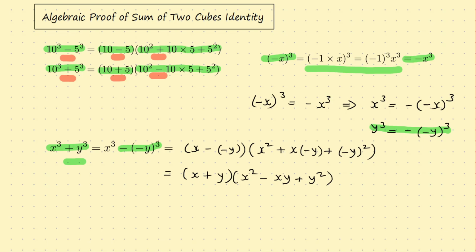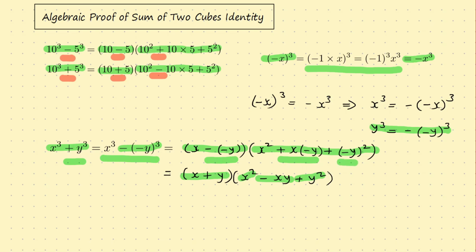We now use the difference of two cubes identity to factorize this expression as (x - (-y)) times (x² + x(-y) + (-y)²). And that simplifies into (x + y), because minus minus y is plus y, times (x² - xy + y²), because plus x times minus y is minus xy, and (-y)² is plus y².